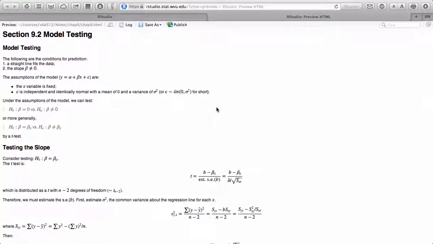So the next thing you typically do is we're going to assume that x is fixed. Well, in reality, it's often not, so we consider the model conditionally.